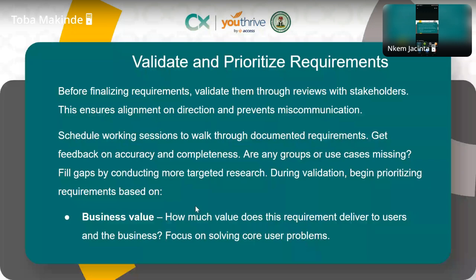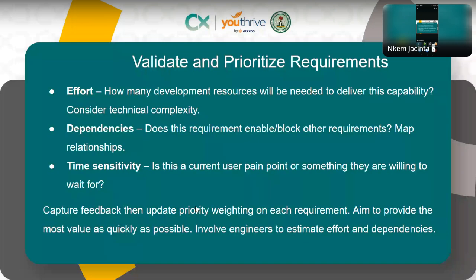Second one is effort. How much development effort will be needed to deliver this capability? So you have to understand this effort. You're looking at the numbers of your dev team or your QA team and things like that. So if you know that it will require more people, you want to prioritize it more. But there are certain metrics we use anyway.